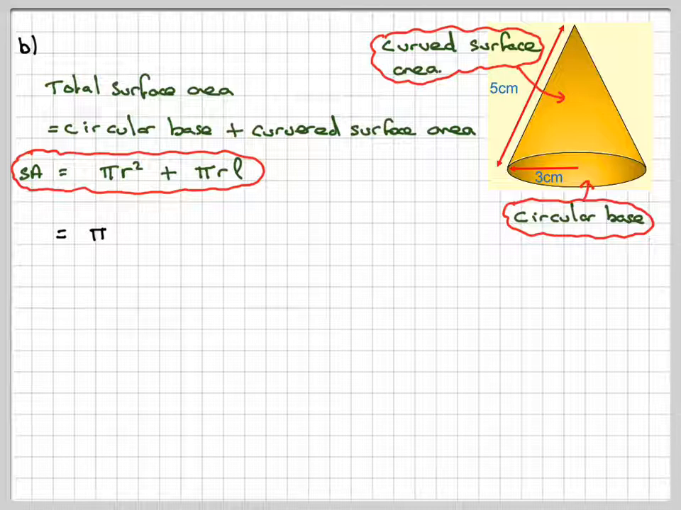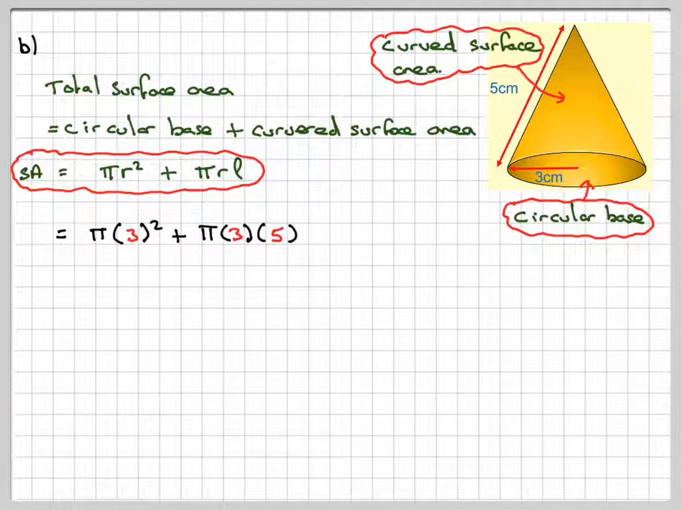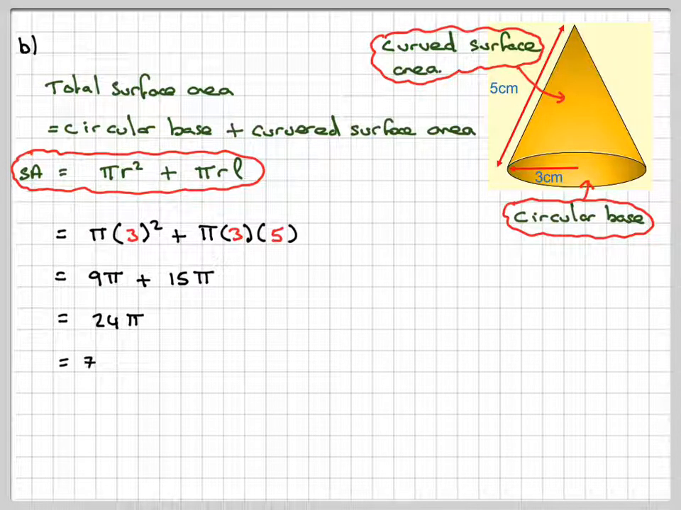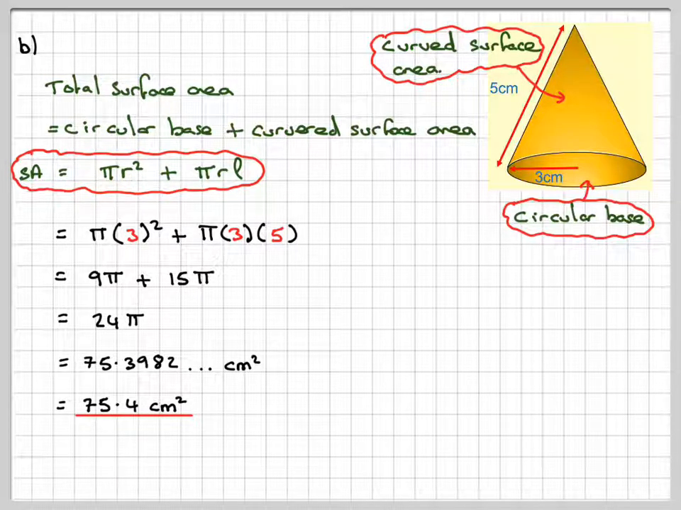So substituting the numbers in, pi times 3 squared, the radius is 3, plus pi times my radius, which is 3, times L, which is 5. 3 squared is 9, so we get 9 pi plus 15 pi. 9 plus 15 makes 24 pi. On my calculator, that gives me 75.3982 centimeters squared, and that will give me an answer rounded off. That 9 will make that 3 go up to 4, so we get 75.4 centimeters squared to 3 significant figures.